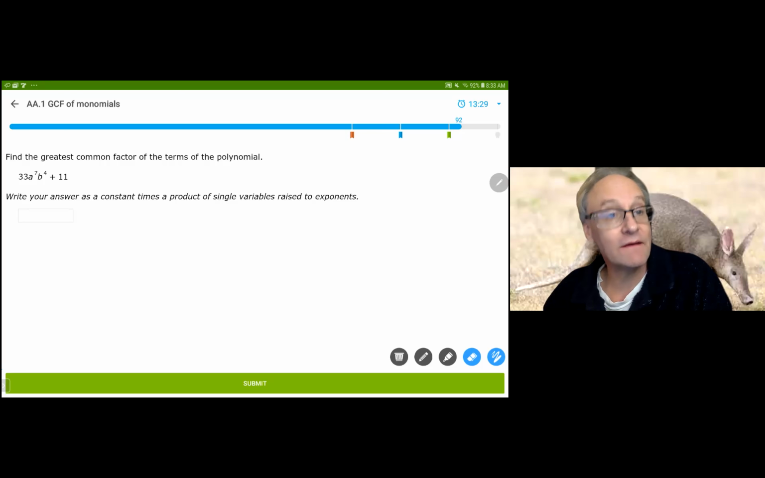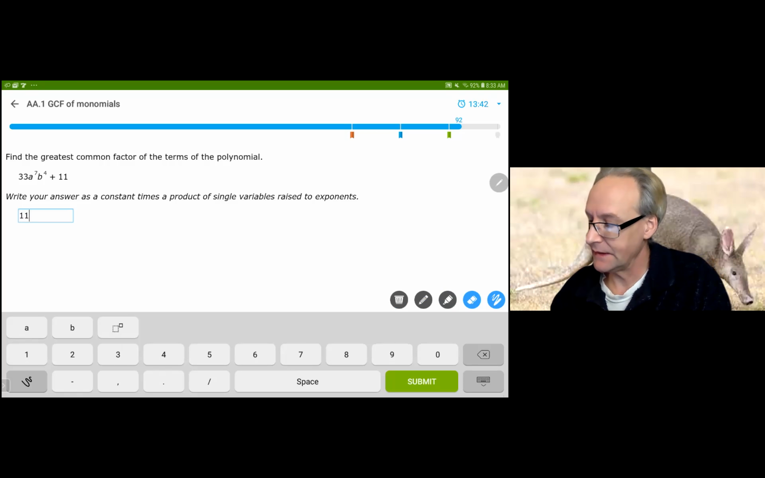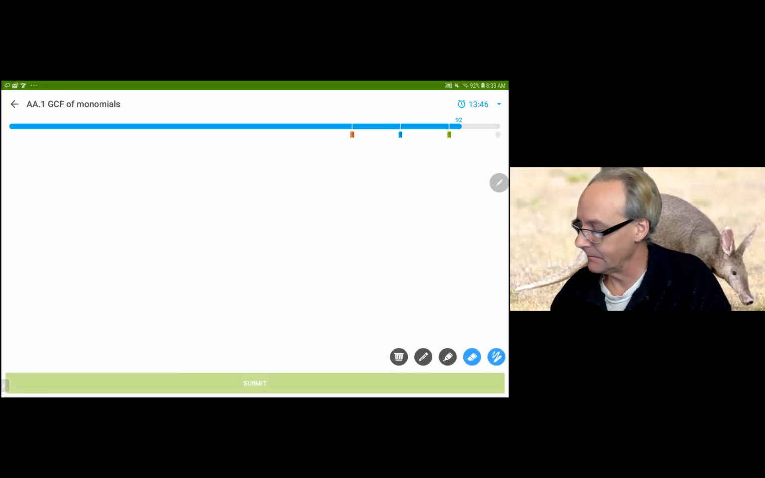Okay, we've got an 11 in both of them. And there are no A's and no B's in my second term. So 11 is my common factor. That's all I can take out. I just want to make sure that they're still looking for greatest common factor. They are.